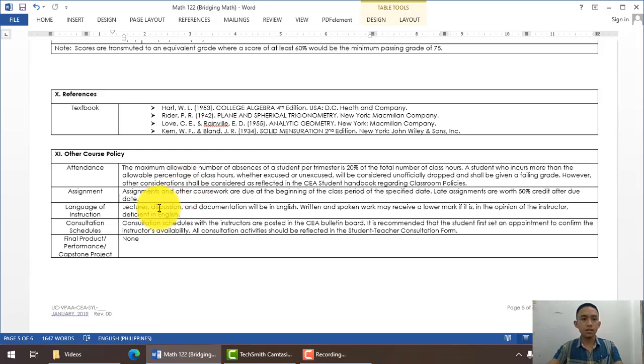Assignments and other coursework are due at the beginning, you can read that. And then language of instruction. Of course, we will be speaking English, but sometimes we can speak Tagalog or our vernacular. I will be considering all your languages. If we have a foreigner in our class, then we should speak English so that we include them in our discussions.